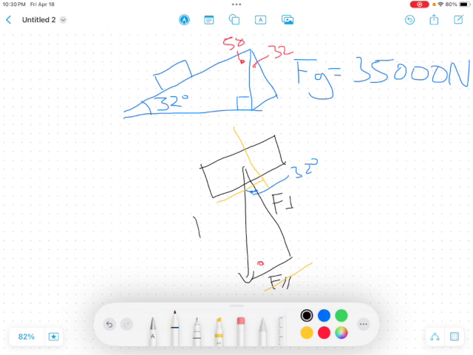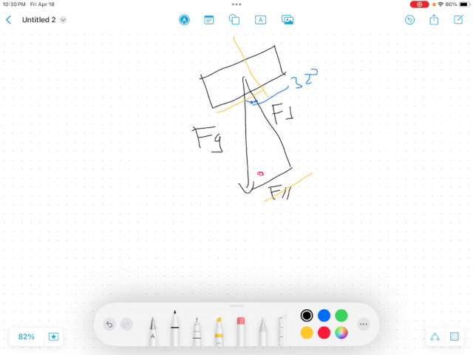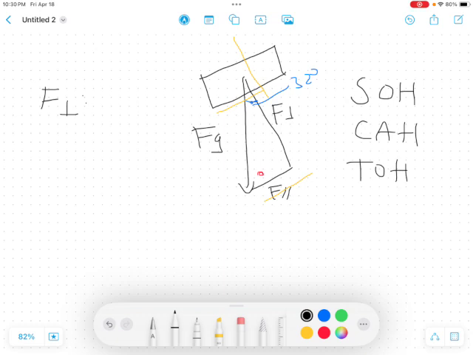So we have the force of gravity. So 32 degrees. So if I want to find F perpendicular, I need trigonometry. I remember SOHCAHTOA. So the force of gravity is the hypotenuse, H. The force perpendicular is A, for adjacent. It's the one right next to this angle here. So I need to use cosine, CAH.